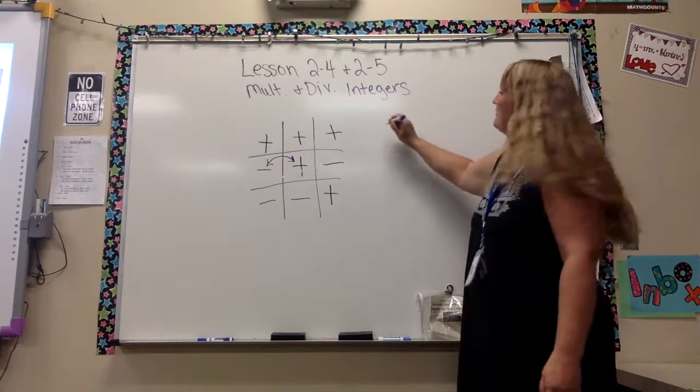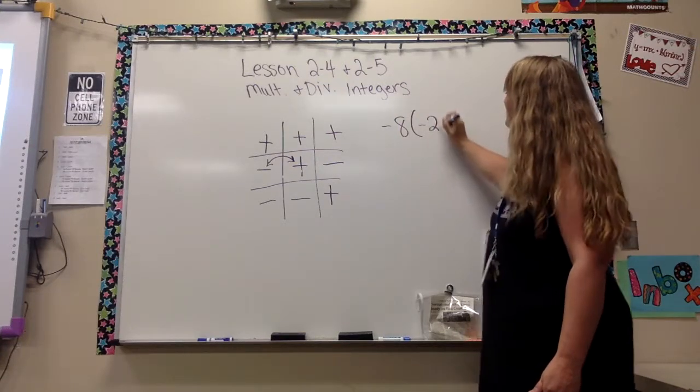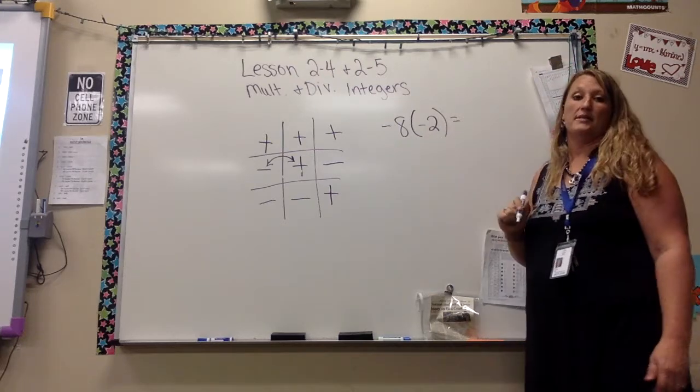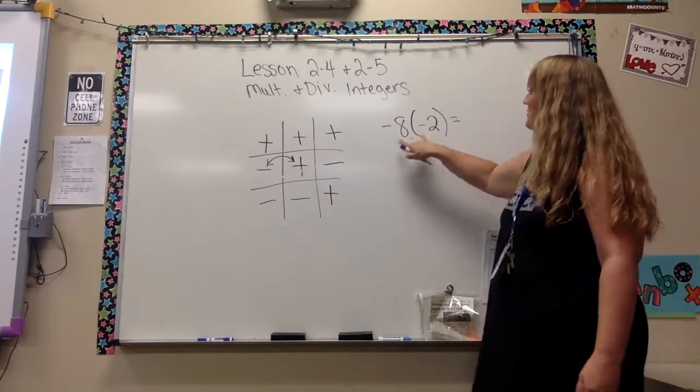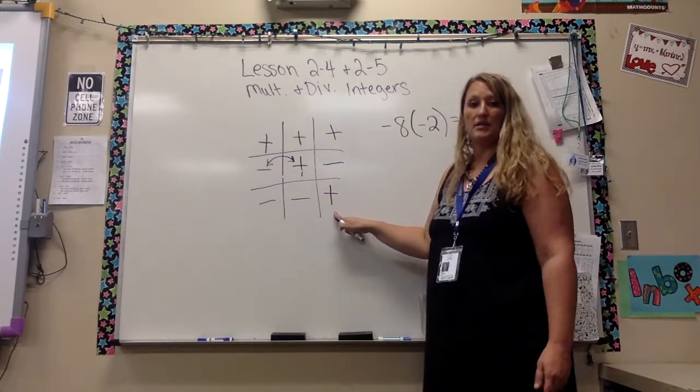So let's say we have negative 8 times negative 2. We know that 8 times 2 is 16. We have a negative times a negative, which is this one down here. Our answer is going to be positive.